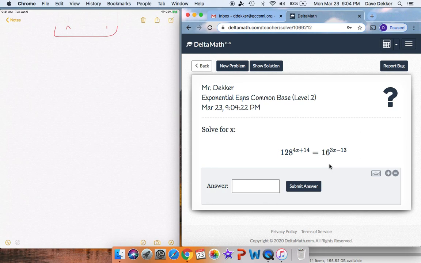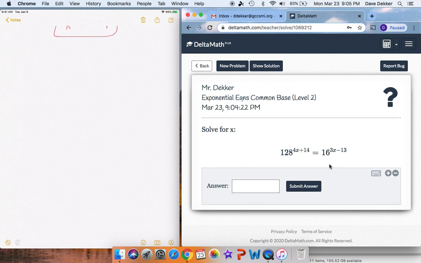Well, I wish that was a little bit nicer. Yeah, let's try to do 2's. Okay, so 16 is 2 to the fourth. Okay, so I'm going to try to get a common base of 2. So if I did 2 to the 6, that's 64. Okay, so 2 to the 7th is 128. There we go.